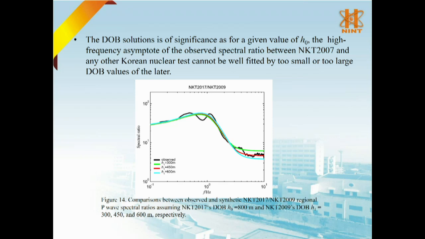We have checked this result, and we found that the solution is unique. For example, if we assume the DOB of the sixth nuclear test is 800 meters, then the optimal value for the second nuclear test is 50 meters. But if the value is too small or too large, the high frequency content will not be well modeled.